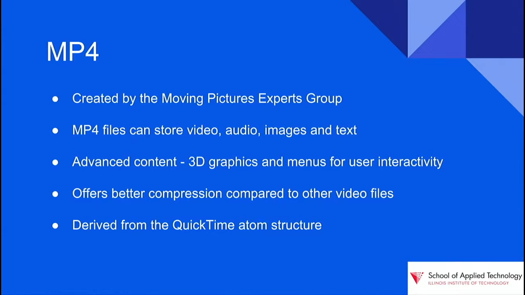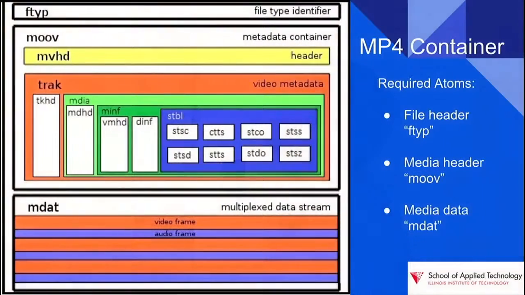And it is derived from the QuickTime atom structure developed by Apple, which works in a hierarchy. An atom is a basic data unit, and it's used for organizational purposes. Here we have the structure of an MP4 container, and there are three required atoms for the container. There's FTYP, which is located right here, and it determines the type of file. There's MOOV, which you see right here, and it is the media header, which contains metadata on how to handle the file. It also contains subatoms, since it works in a hierarchy.